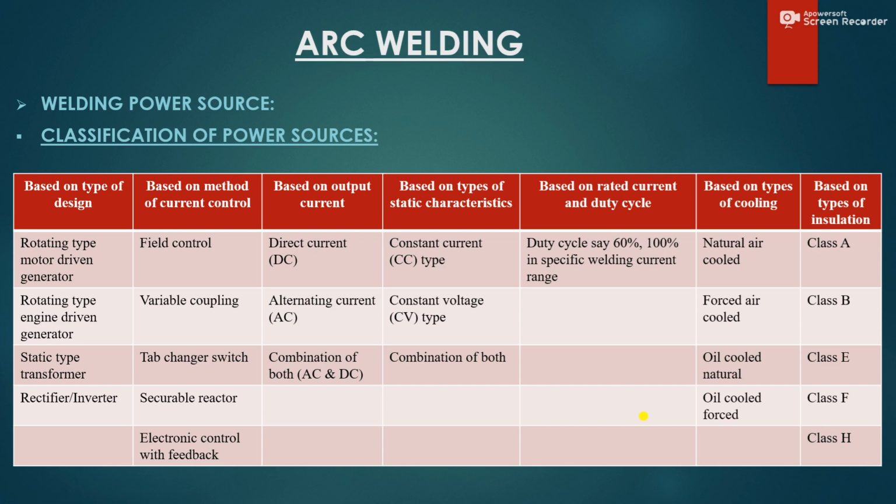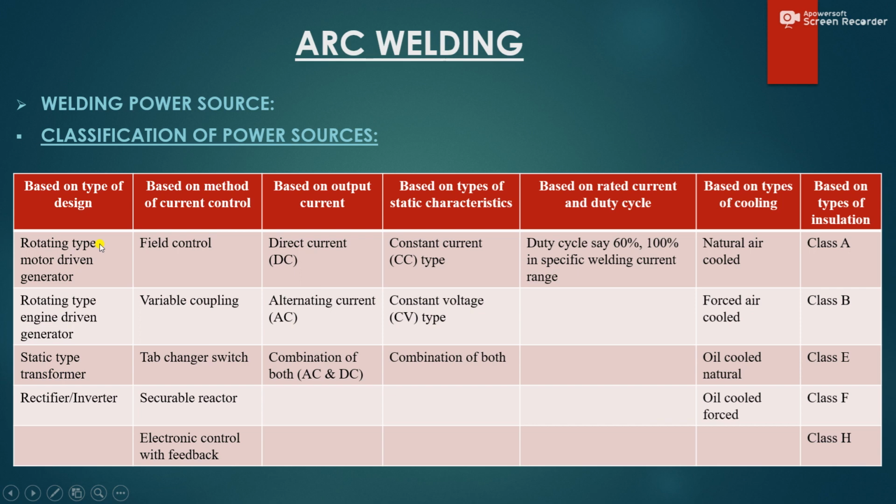Now let's talk about the power source. Whenever you're talking about welding, one of the most important pieces of equipment is a particular power source. Without an advantageous and appropriate power source, the welding process is totally insignificant. So what are the different types of power sources which can be used for the arc welding process?